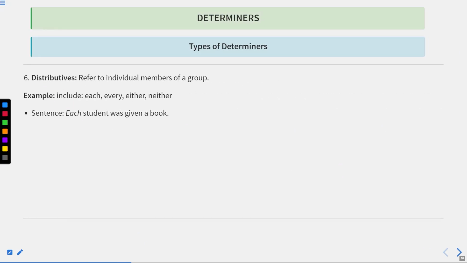Now we have another one, that is distributives, which refer to individual members of a group. If you remember, we have discussed this in the chapter of adjectives as well, that is distributive adjectives. For example, either, neither, each, every is always used for a singular person only. So these determiners are distributive determiners. They include each, every, either, neither.